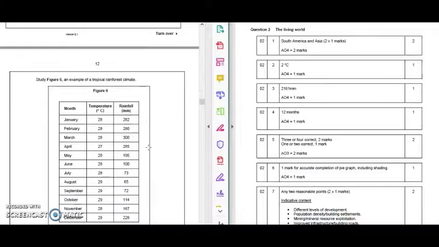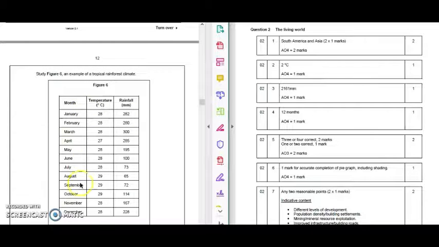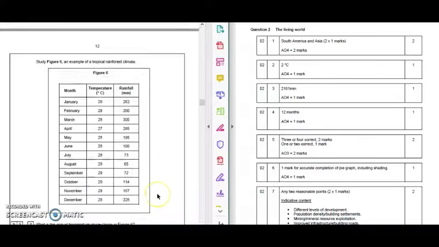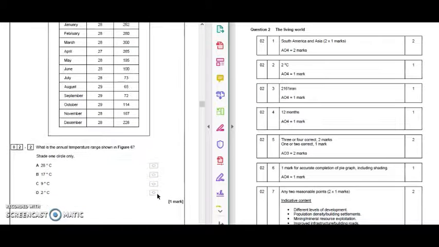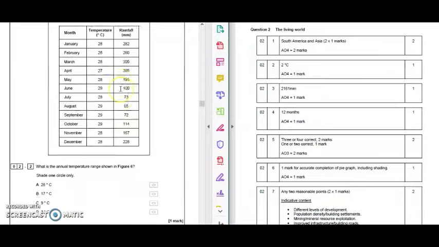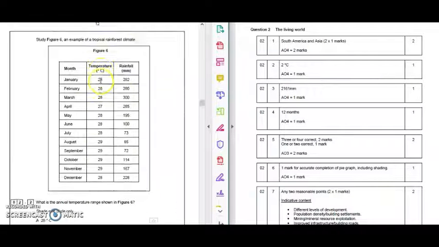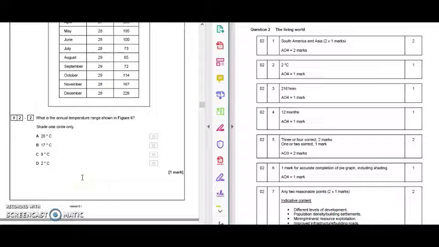Next question, study figure 6, an example of a tropical rainforest climate. So we've got months of the year, you've got the temperature, how hot it is, and the amount of rainfall per month. 2.2, what is the annual temperature range shown in figure 6? Annual just means yearly. I think that's obviously all of this from January to December.